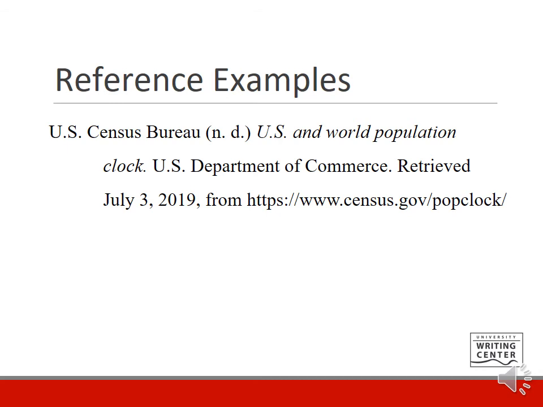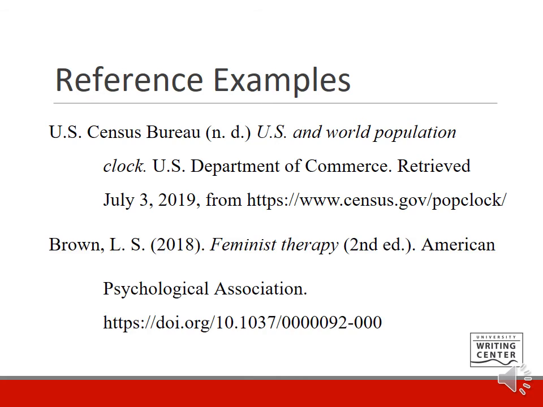In the first example, the retrieved from date is still included with the URL because the information located at the URL, U.S. population information, may change, though the URL will stay the same. The second example is a print book, but no publisher location is included, and the DOI is included, formatted as a URL. URLs for websites and DOIs may be formatted in plain text as they are here, or as hyperlinks, which word processors automatically do.